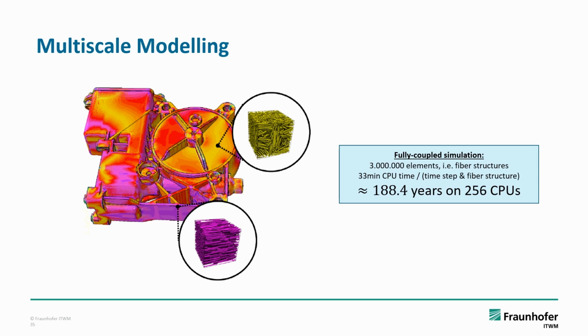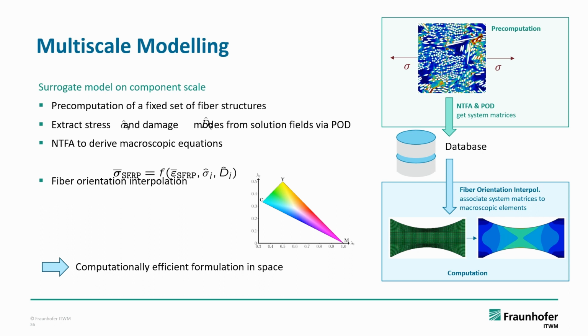To give you an idea how long it would take to simulate a structure with about 3 million elements, which is what we roughly get if we discretize the structure shown on the left-hand side, it would take about 200 years on 256 CPUs to compute. We developed a multi-scale model that is based on reduced order modeling and helps us to compute these kind of components in an efficient way.